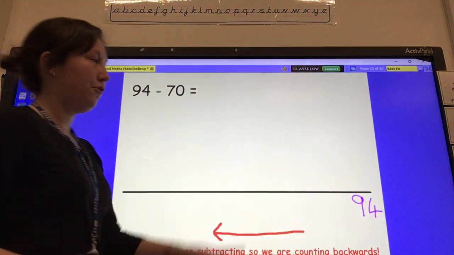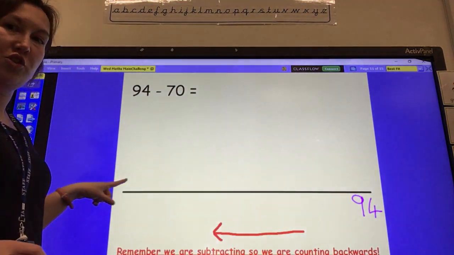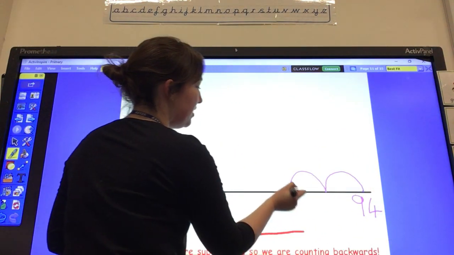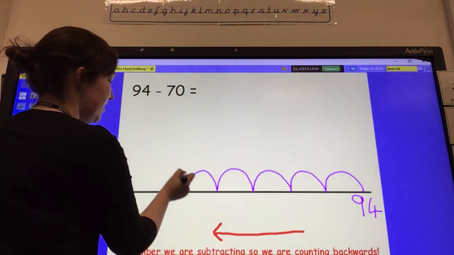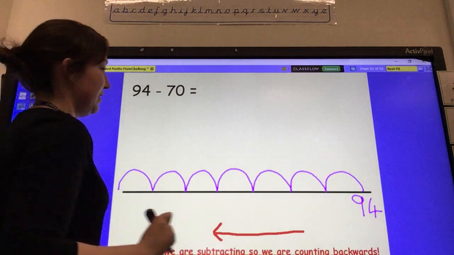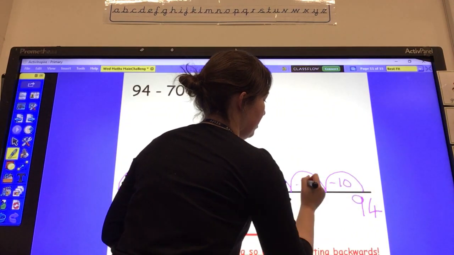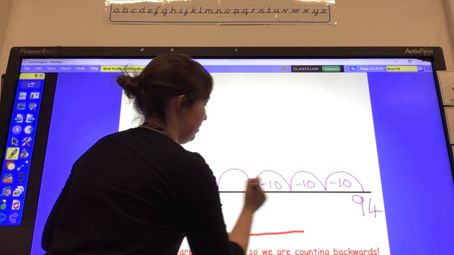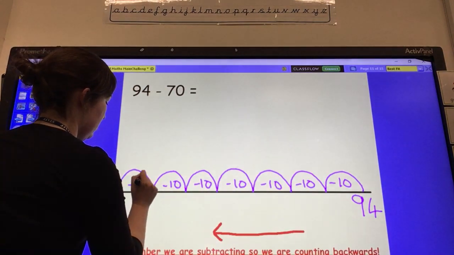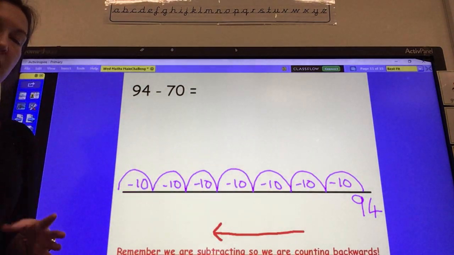94. Now be careful, we're taking away 70. Don't make your jumps too big, otherwise you'll run out of space on your number line. 10, 20, 30, 40, 50, 60, 70. And I was very close to running out of space there. So 10, 10. Right, I've labelled my tens that I'm taking away.